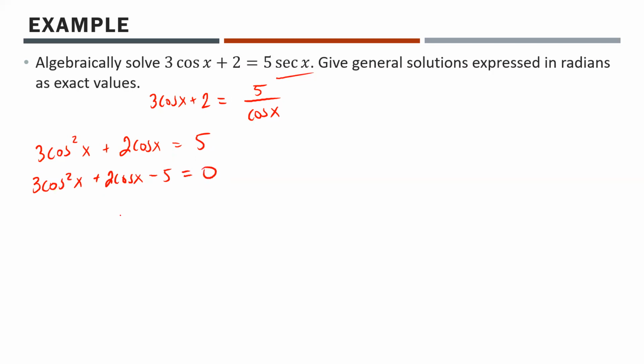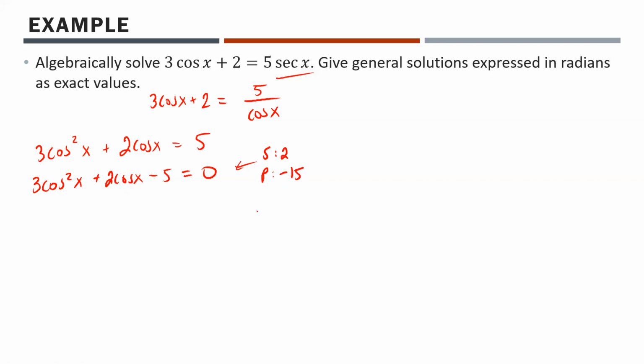That's just a pretty normal quadratic, right? So we're going to look, using once again the adapted sum product rule, for two numbers with a sum of the middle number, so a sum of 2, and a product of 3 times minus 5, which is negative 15. There we go. So think about that one for a second.